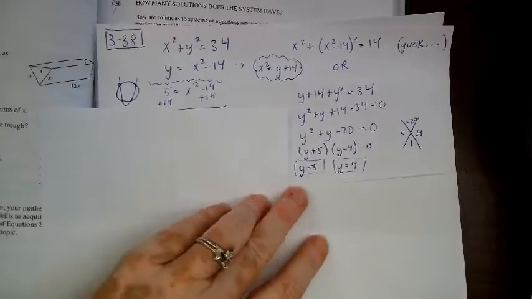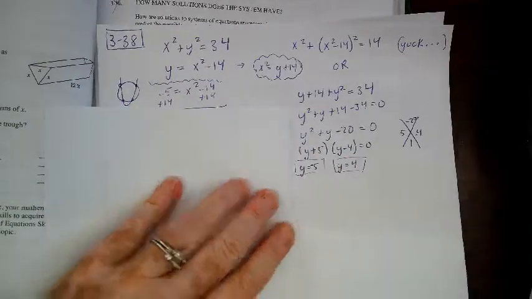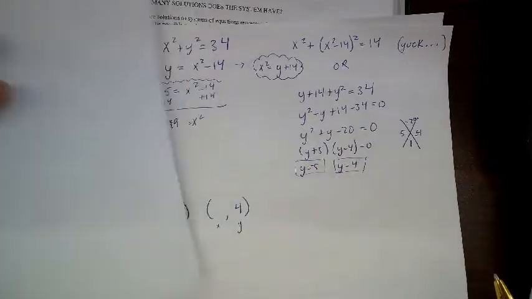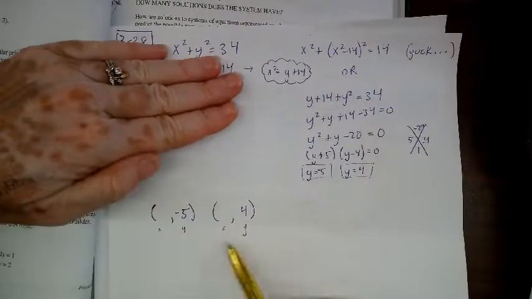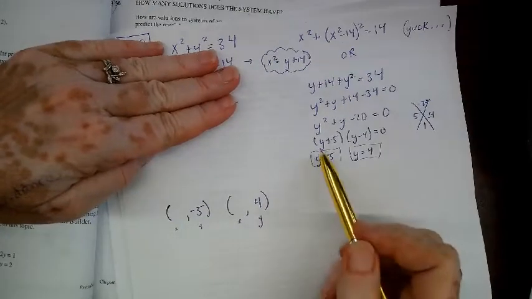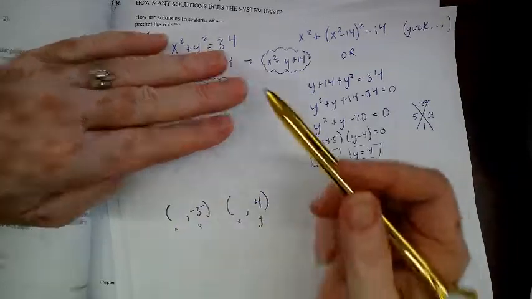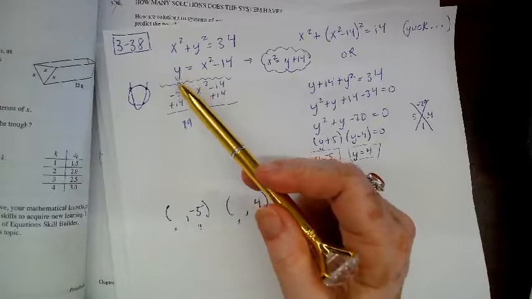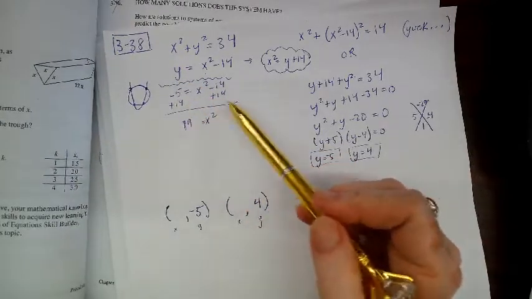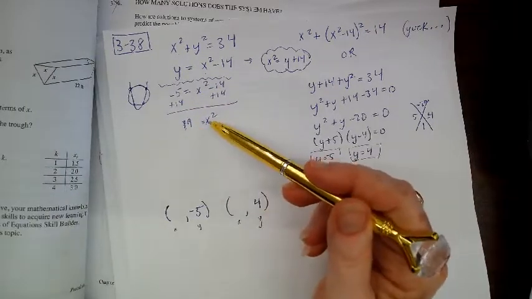So I want to find the x's, because these are just 2 points on the graph somewhere. I need to find the x's that go with them. So I stuck my negative 5 and my 4 right here. And then I said, well, I want to know what x goes with negative 5. So I went up here and I plugged in for y: negative 5 equals x squared minus 14. Add 14 to both sides. And I messed up at first, but that's 9. So x squared is 9.